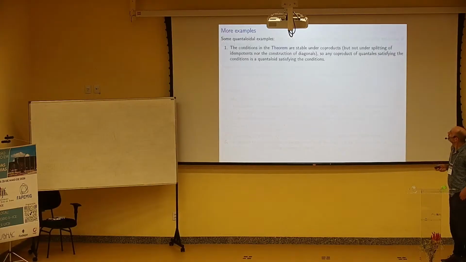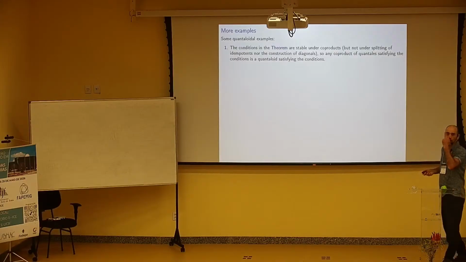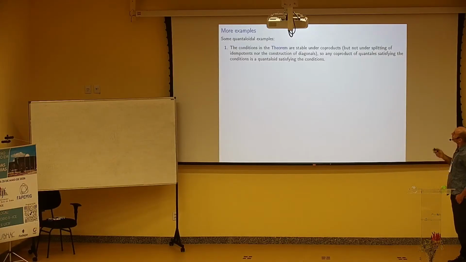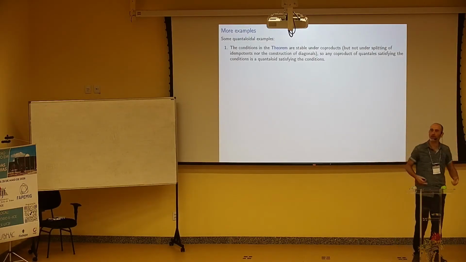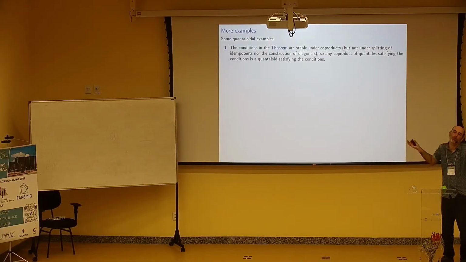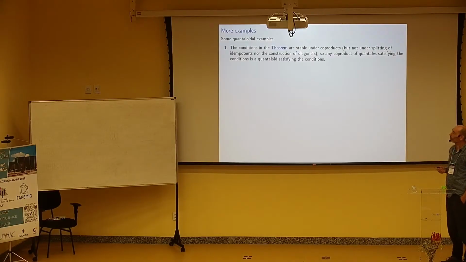Okay, quantaloidal examples, because I'm not only doing quantales but also quantaloids. The conditions in the theorem are stable under coproducts, which means that if you have two quantaloids satisfying the condition, you compute the coproduct, and you have a new, bigger one that satisfies the condition. So there's a machine to produce new examples, rather trivial ones, because coproducts are not very interesting in this case. Unfortunately, neither splitting idempotents nor the diagonal construction produces a new quantaloid with the same property. So it breaks the property.